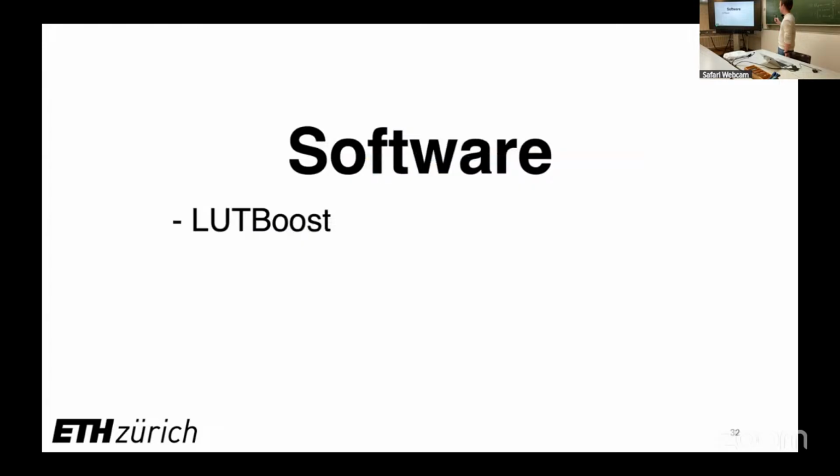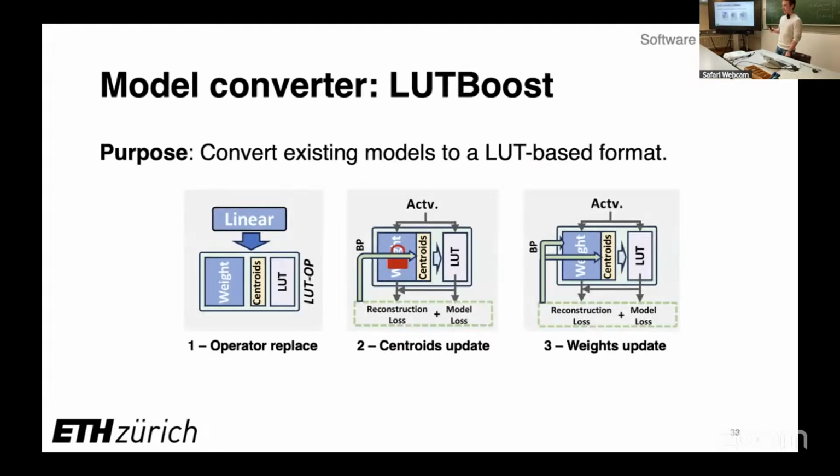Okay, software. They provide a model converter called LUT-Boost, Lookup Table Boost. This converter has 3 steps. First, you simply replace the operators from a matrix multiply to a lookup. Then you freeze the existing weights while you train the centroids, and the centroids, as a reminder, are the hash that you use to index into the lookup table. And then you unfreeze all the weights and let it train again towards higher accuracy.